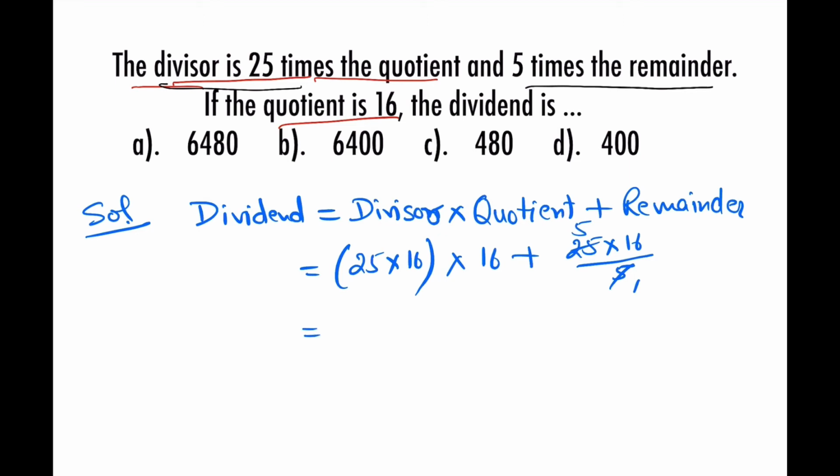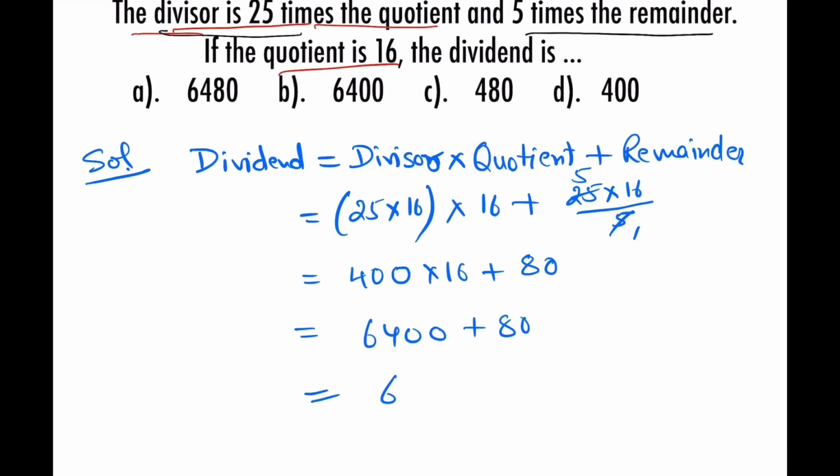So this is equal to 25 into 16, which is 400, into 16, plus this is 80. So this is equal to 400 into 16, which is 6400, plus 80. So this is equal to 6480. So our answer is 6480.